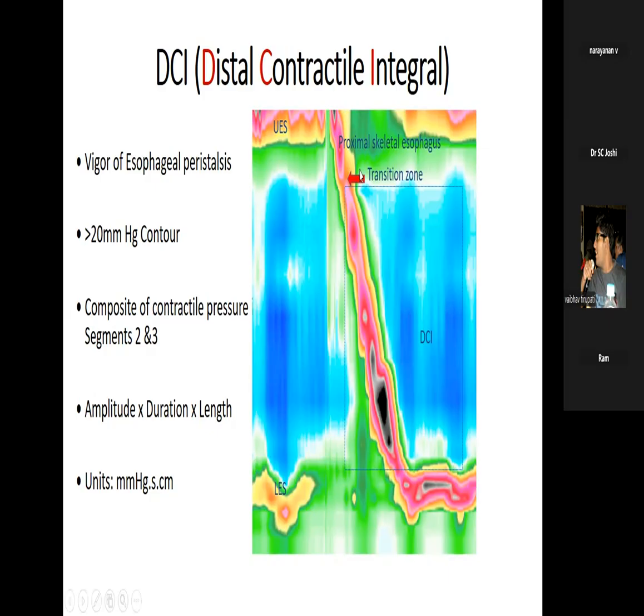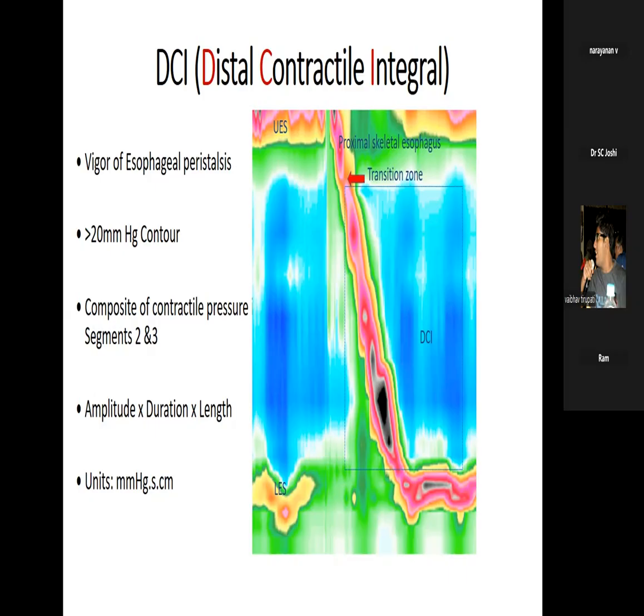So where do we place the cursor? I generally put it where the transition point is, and put the entire square to cover the entire swallow, almost till the end of the swallow. It doesn't matter because all this is blue, so this will not add much to the pressure. Only this is going to add to the pressure. The problem comes when there are artifacts like heartbeat and all, which artificially raise it. In that situation, if there is too much artifact in one channel, you turn off that single channel so that the artifact is removed and you measure the DCI. It does not make much of a difference.